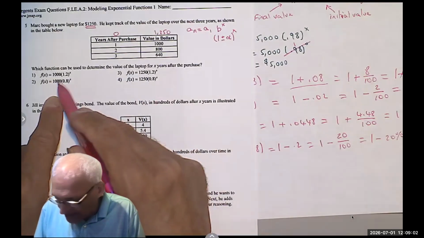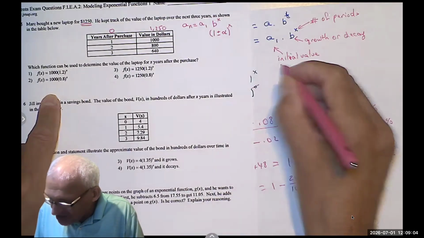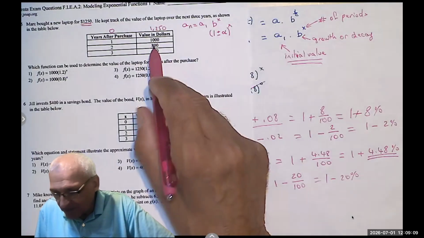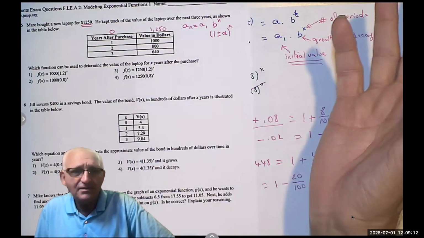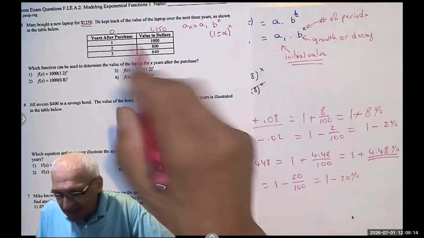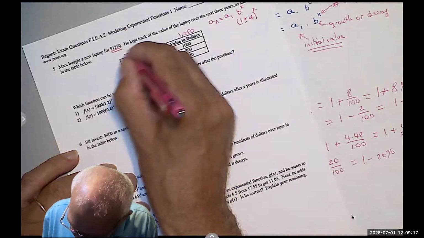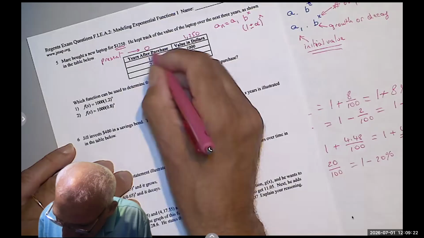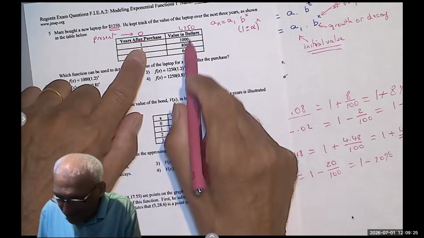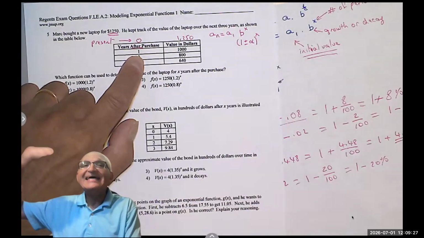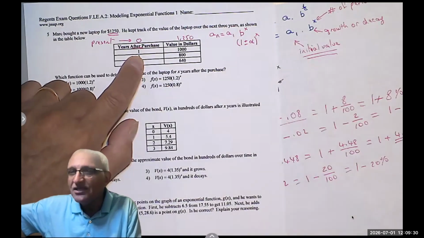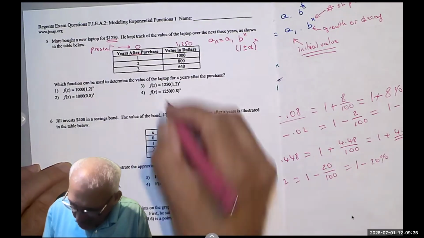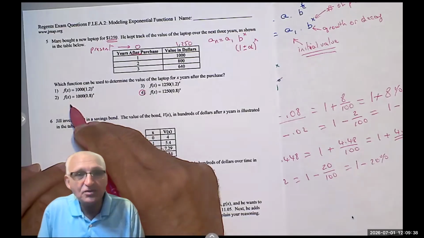Notice the quantity outside is the initial value. Many students erroneously pick the 1000 because it's the first value in the table. It must be the initial. No, the initial has to go with time 0. 0 is the present time. Notice this is years after the purchase. So if you use the 1000, that's the value of the laptop a year after you bought it, not when you bought it. When you bought it new, it was 1250, so the answer is 4, but many would pick 3.